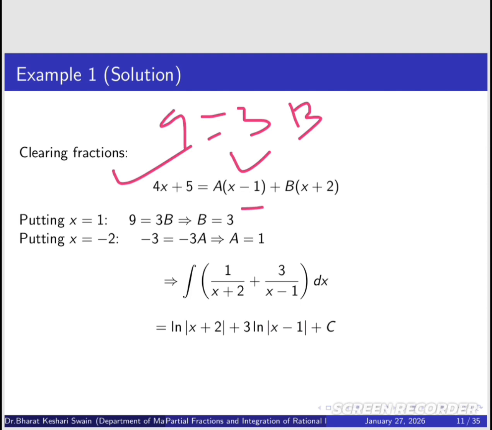And to find the value of a, just put x equal to -2, which will cancel the other term, so we can find the value of a.